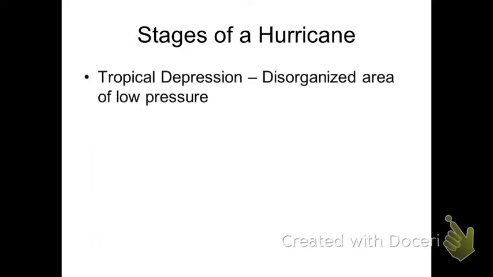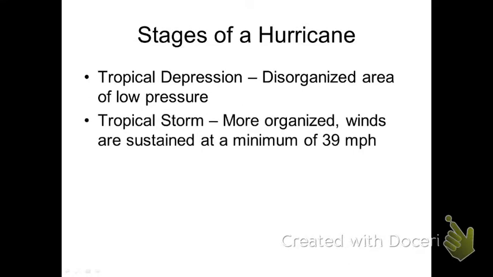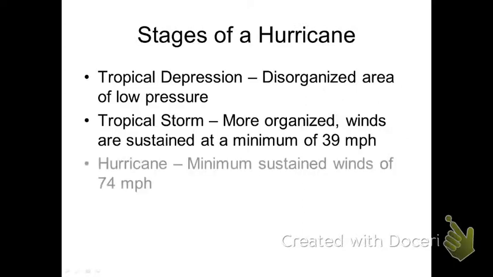Stages of a hurricane. You have a tropical depression that's typically labeled as an L on a weather map. Just a disorganized area of low pressure in the tropics. A tropical storm is organized. Winds are sustained, meaning constantly blowing, at 39 miles per hour. You have a circle with that kind of symbol. And a hurricane is winds of 74 miles per hour with a symbol that looks like that, colored in.